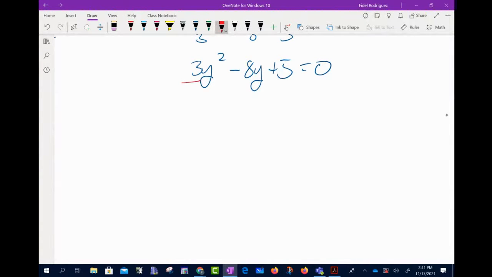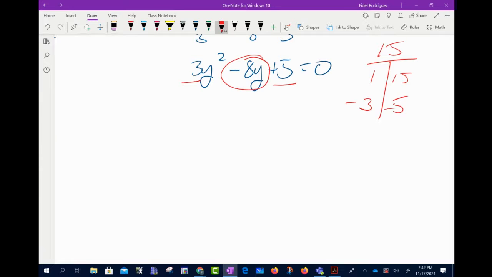Grouping says multiply the first number times the last number. So what's 3 times 5? 15. Let's make a list of all the numbers that we know multiply to 15. 1 and 15, and 3 and 5, right? Okay, I'm looking for two numbers, y'all, that multiply to 15, but when I add them together, I'm going to get -8.